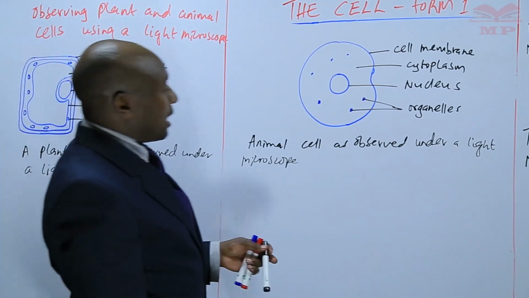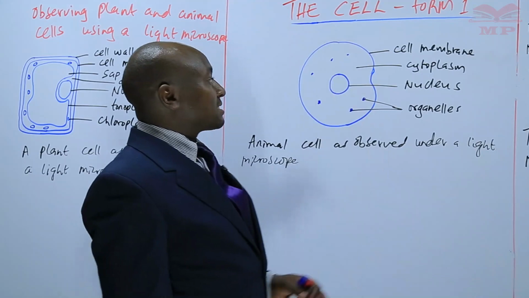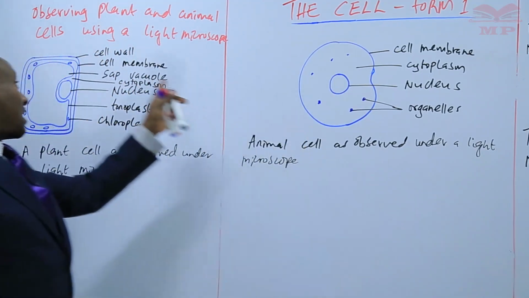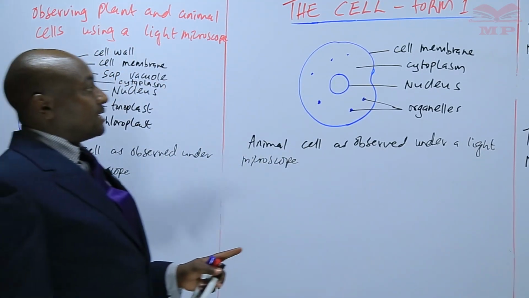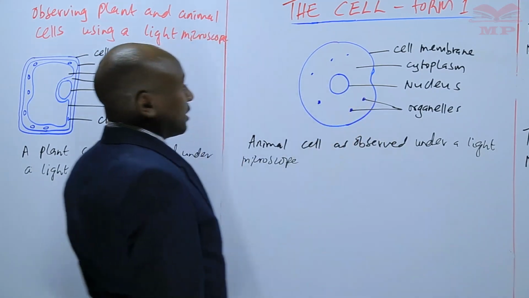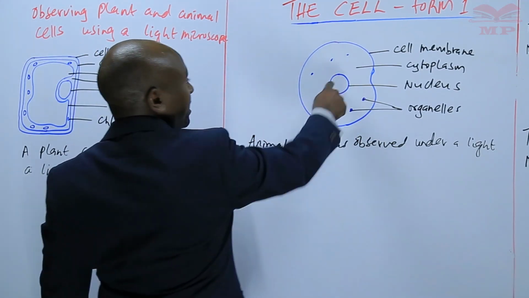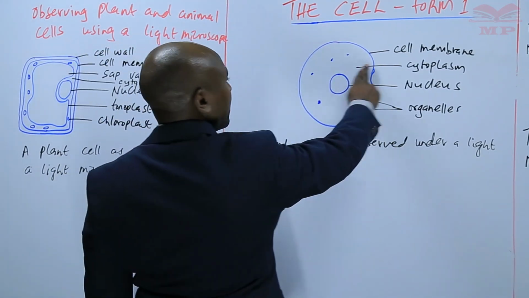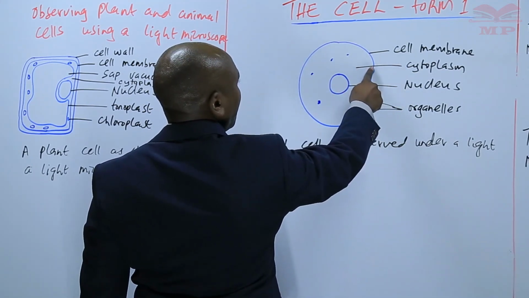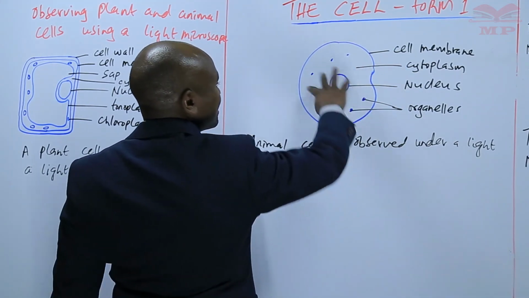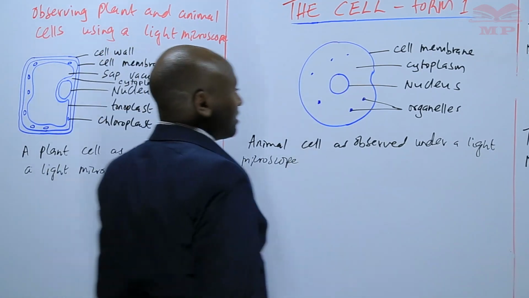For the animal cell, we'll observe the cell membrane. This one doesn't have a cell wall. It doesn't have a vacuole. The nucleus is the one that occupies a central position. There is the cytoplasm, and we have cell organelles observed there.